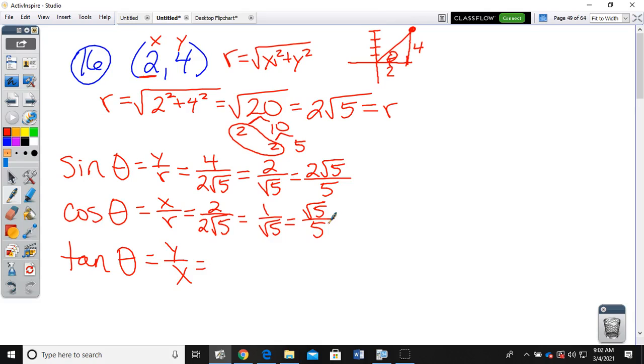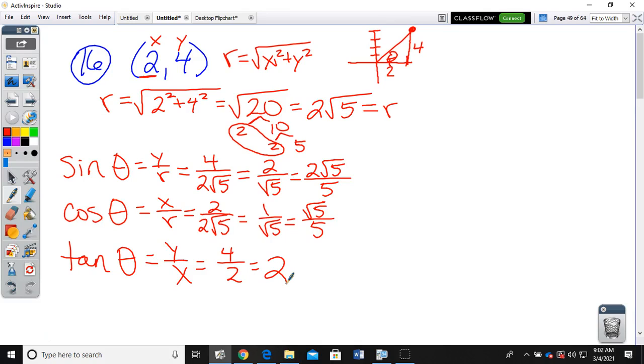Tangent, y over x. What's y? 4 divided by x, which is 2. What's 4 divided by 2? 2. So there's sine, cosine, tangent. We have to find all 6 of them now.